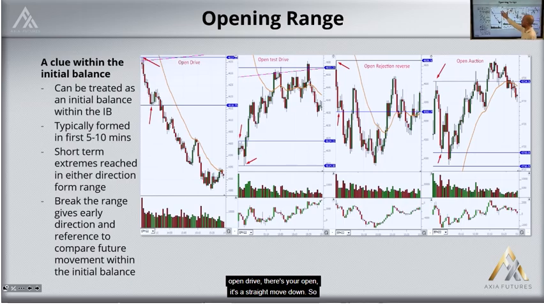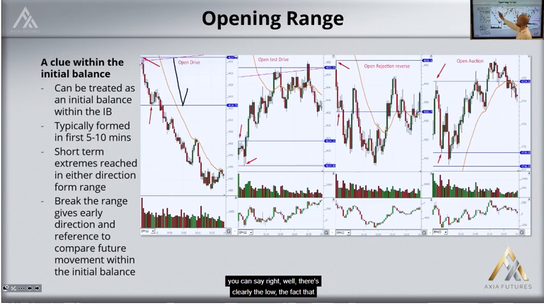So if we take the open drive, there's your open, it's a straight move down. So your opening range is established after about 5 or 6 minutes. Once you get a bounce, this essentially gives you a move that goes down and up like that.